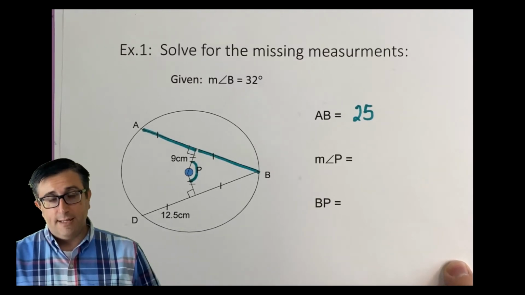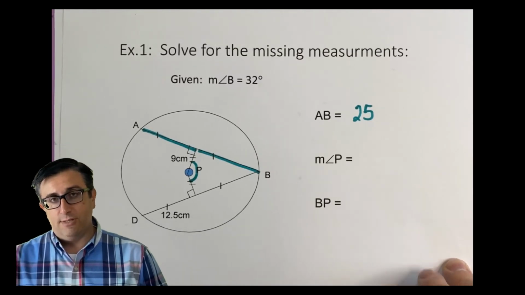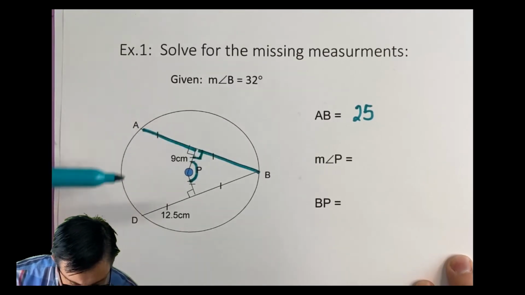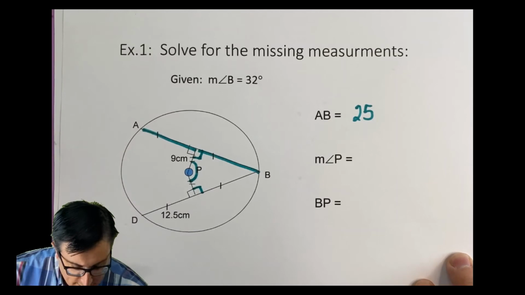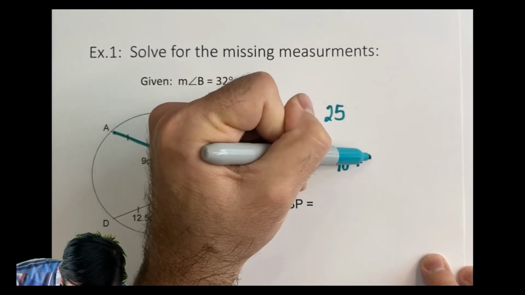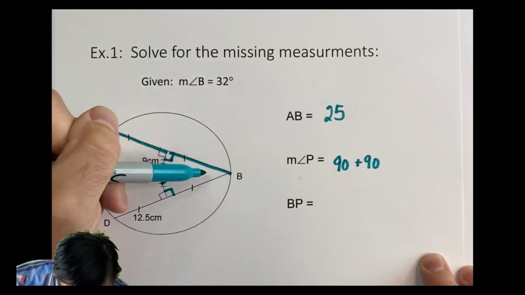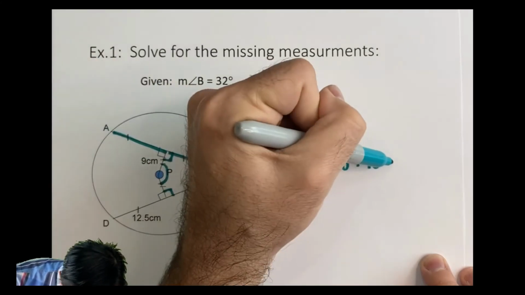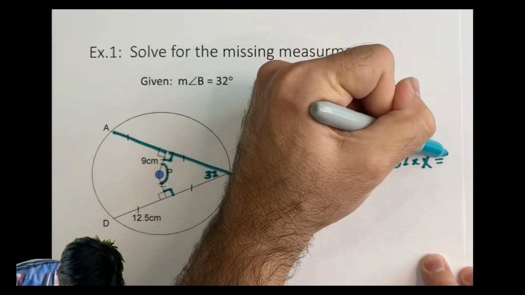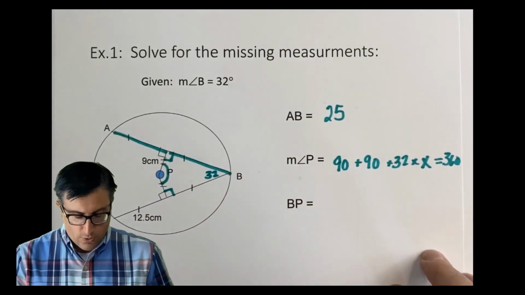Hopefully you said it's a kite, and we know that in a kite there's 360 degrees. So we know that we have a 90-degree angle up top, a 90-degree angle at the bottom, and 90, 90, and angle B is 32 degrees. And we don't know what the last one is, but we know that it's 360 degrees in total.